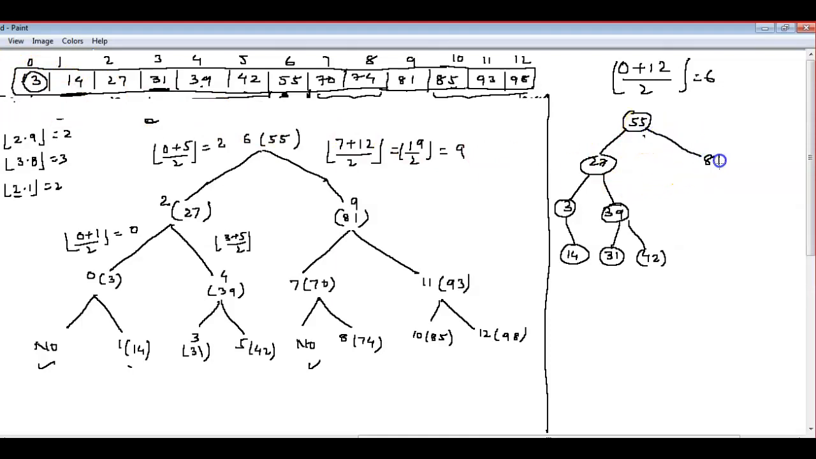This is 81, this is divided into what? 70 and 93. This 70 is divided into one part only, 74 in the right hand side, and 93 is what? Here 85 and 98. Getting it? This is the binary tree, and the nodes that are not there mean the elements are not present over there.